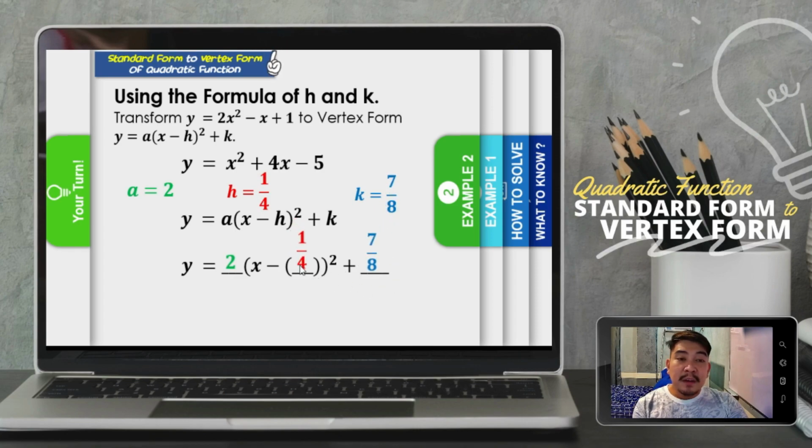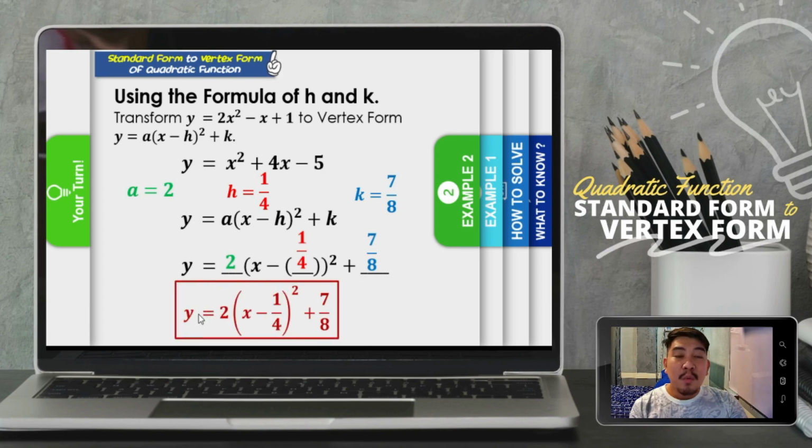So negative times positive will give us negative, and positive times positive will give us positive. So the final answer, or the vertex form, will be y is equal to 2 times the square of the binomial x minus 1/4 plus 7/8. And by the way, the vertex here is 1/4, 7/8.